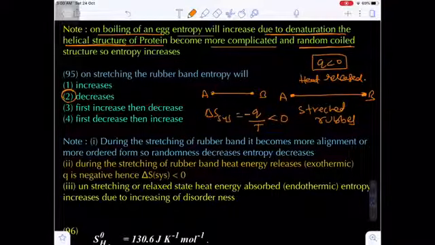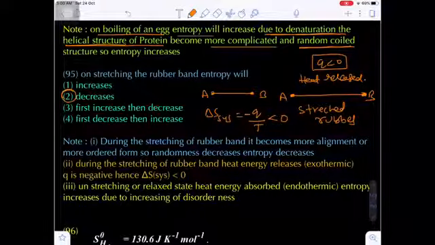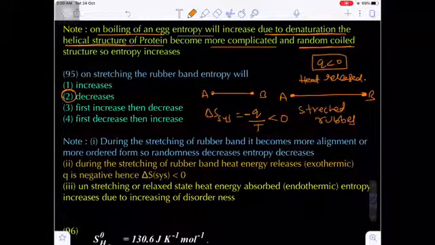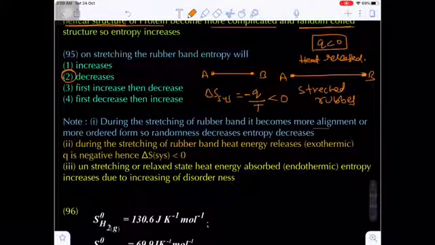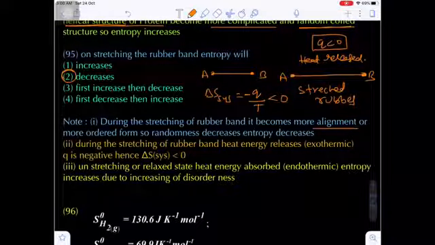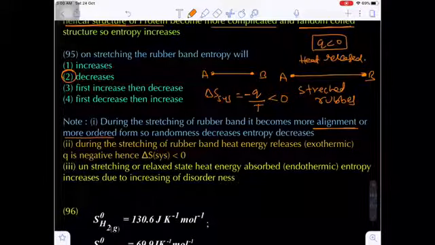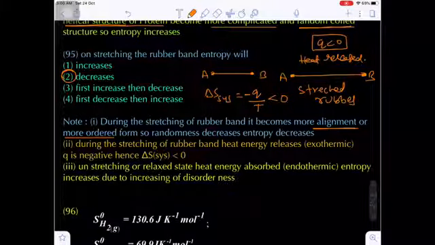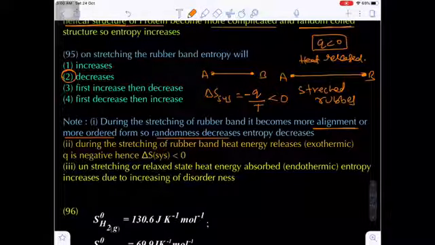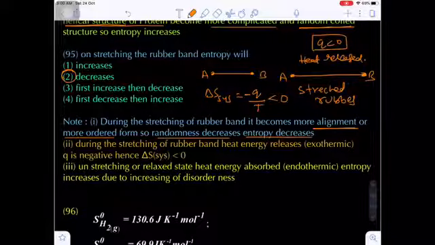This is very, very important. On stretching the rubber, entropy decreases. During the stretching of a rubber band, it becomes more aligned. Natural rubber is a polymer. The polymer units change during the stretching, and they become more aligned. More alignment means more order, and more order means less randomness. So the randomness decreases, entropy also decreases.